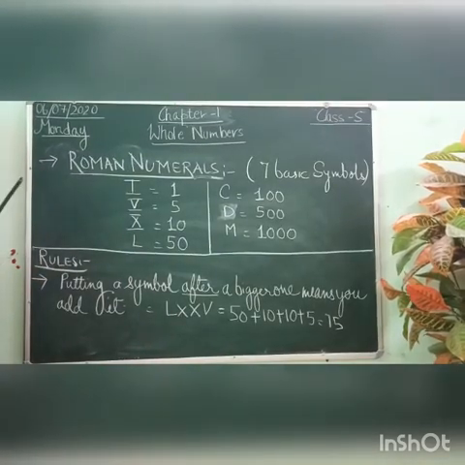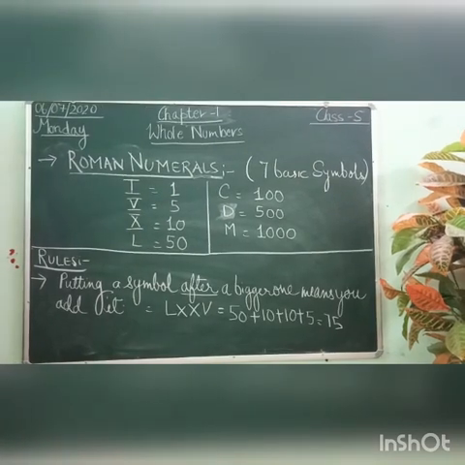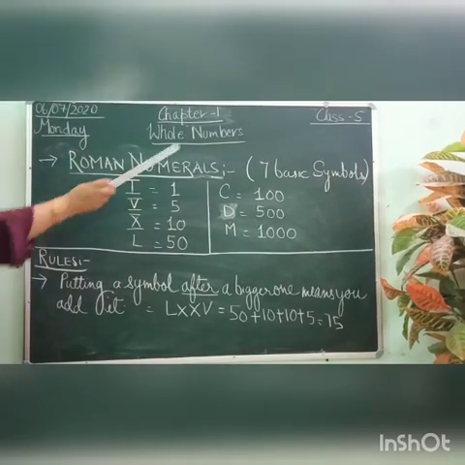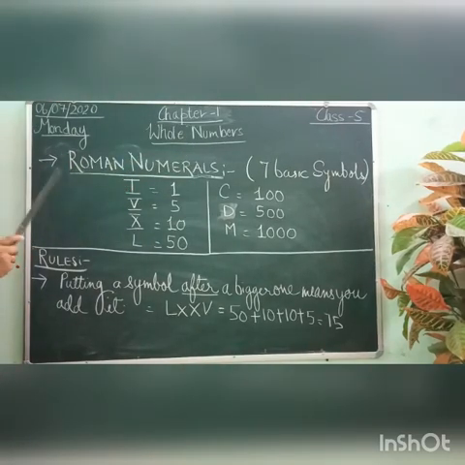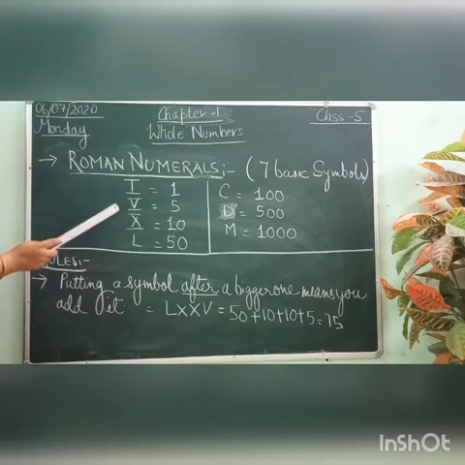Now next is Roman numerals, the last topic of chapter number 1. As we have the Indian system to write, with our own digits, the Romans were having their own system of writing numbers. They were having 7 basic symbols. These 7 basic symbols are I, V, X and L, C, D and M.